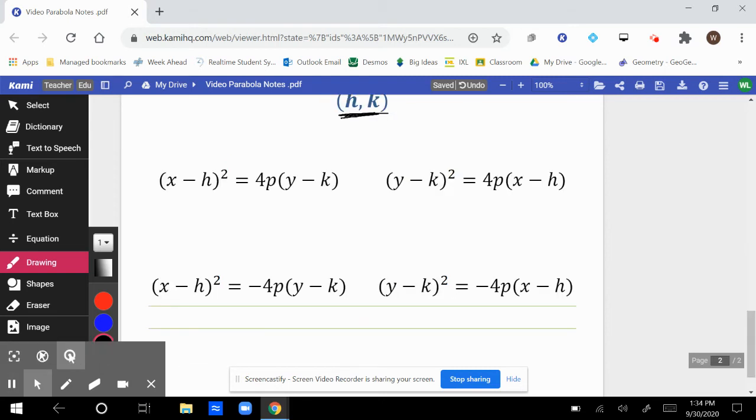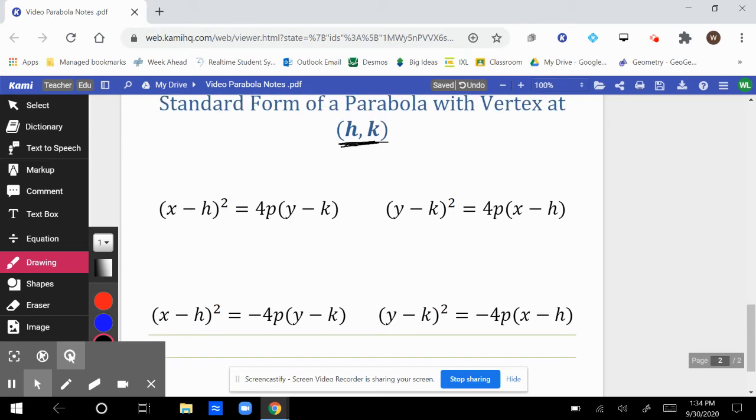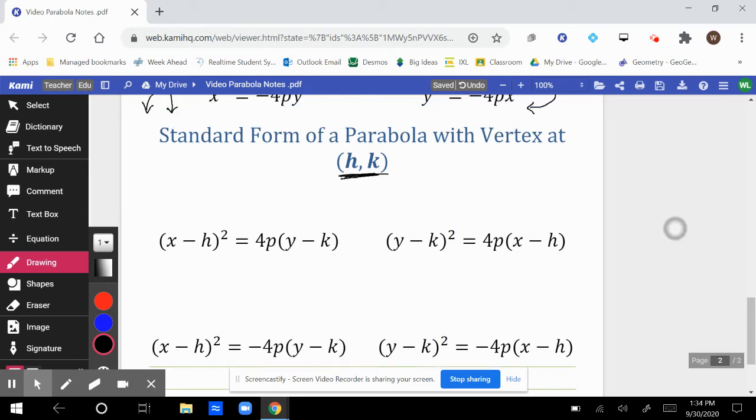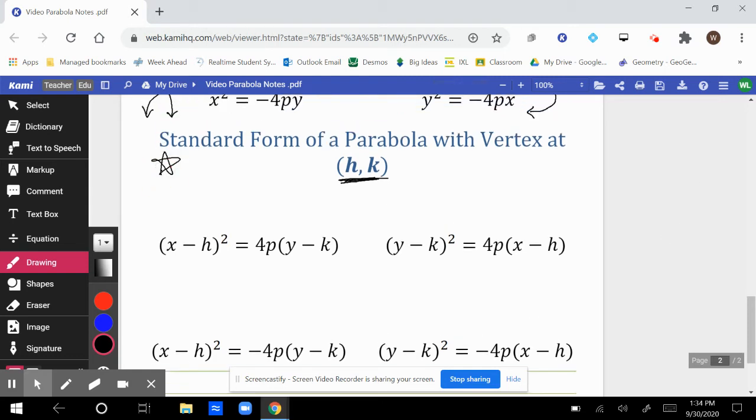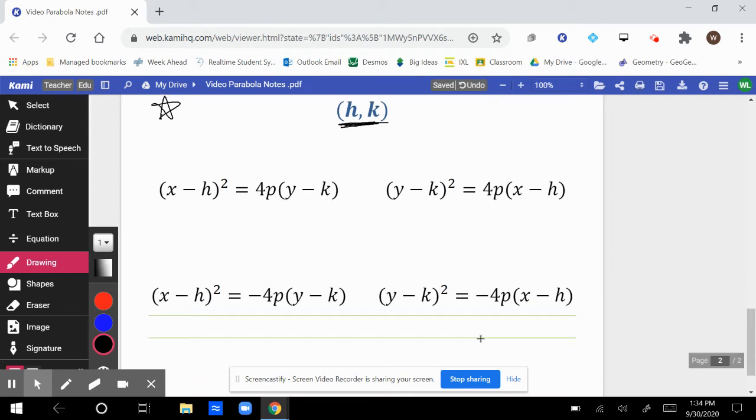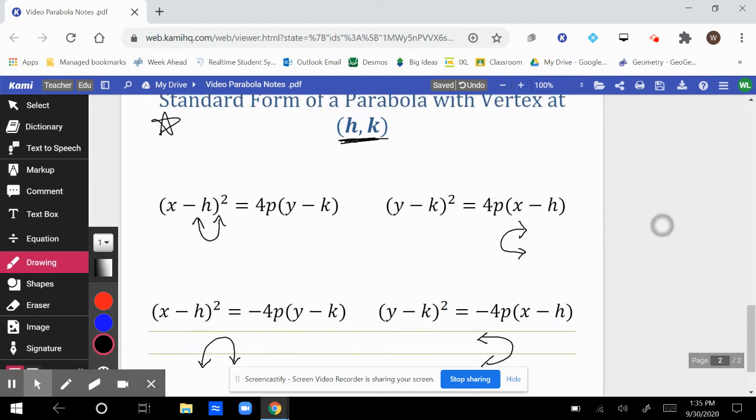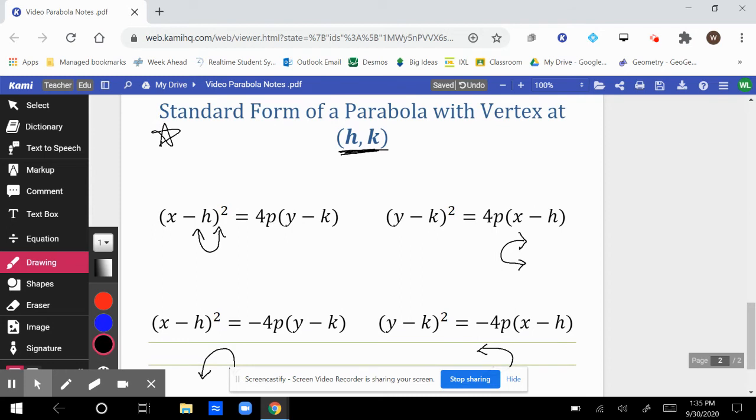At the bottom, it's the same 4, just using any vertex, where the vertex doesn't necessarily have to be at the origin. So we're more concerned with these 4 standard form equations at the bottom, because most times (h, k) won't be (0, 0), won't be the origin. Again, the first one opens up, on the bottom here it opens down, then open to the right, and open to the left. All right, guys, so (h, k) is the vertex of your parabola.